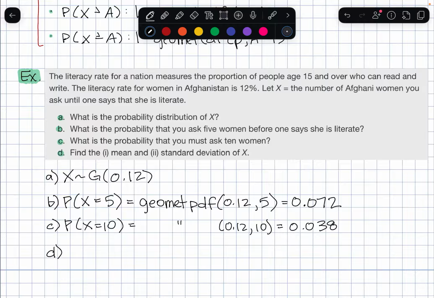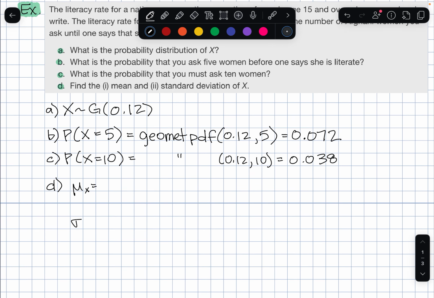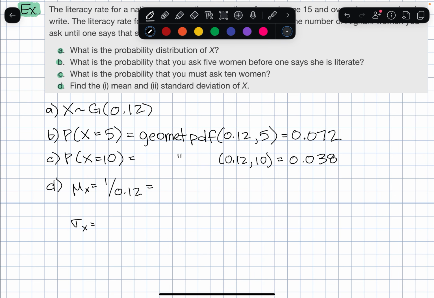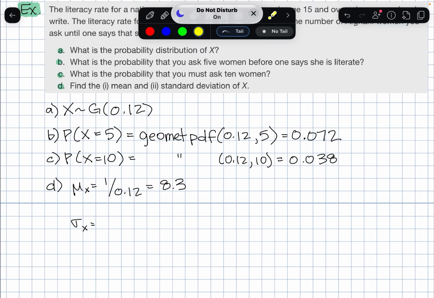For D, it says find the mean and standard deviation. So mean of X, or expected value, and standard deviation of X. I know the mean is 1 divided by the probability of success. So 1 divided by 0.12, and we get 8.3. So somewhere between 5 and 10 trials on average before I see my first success.